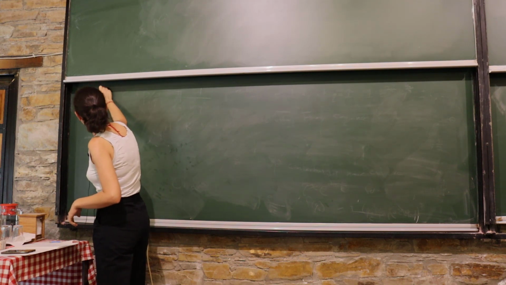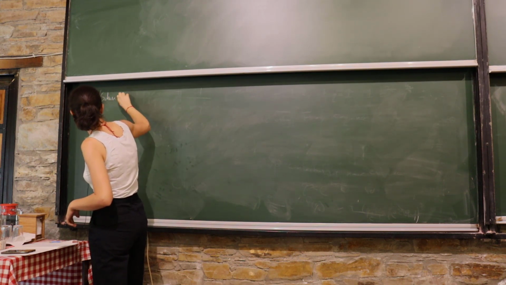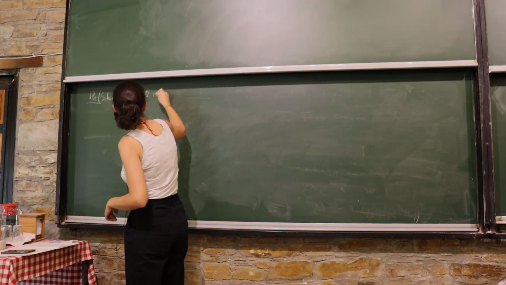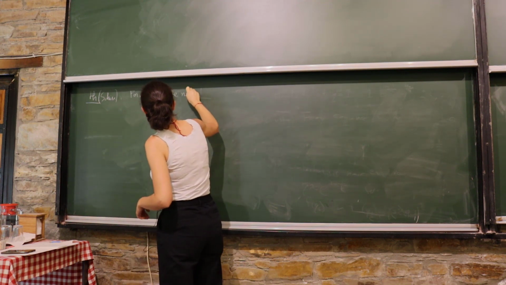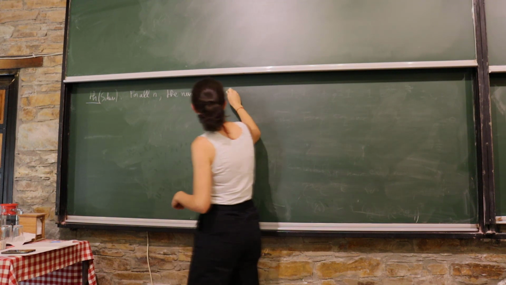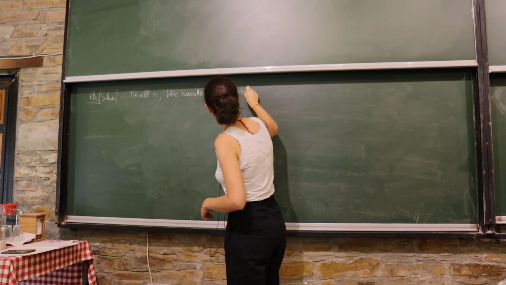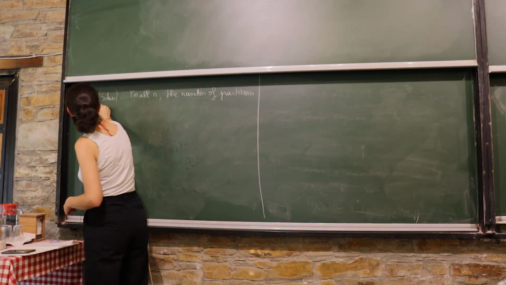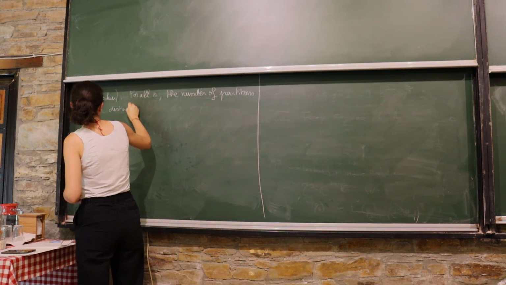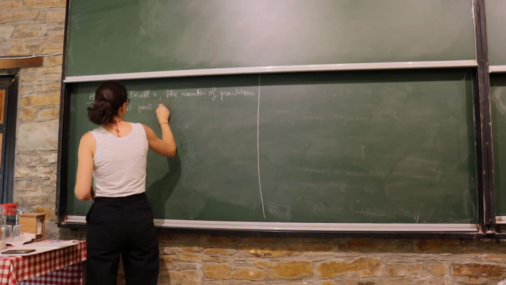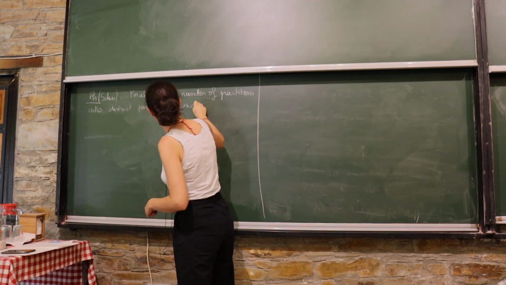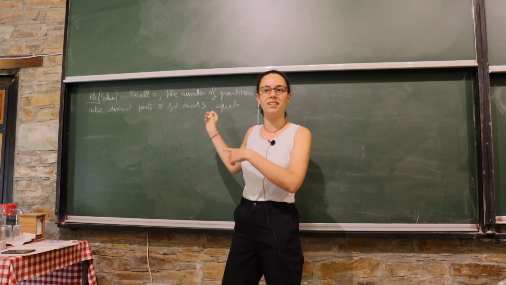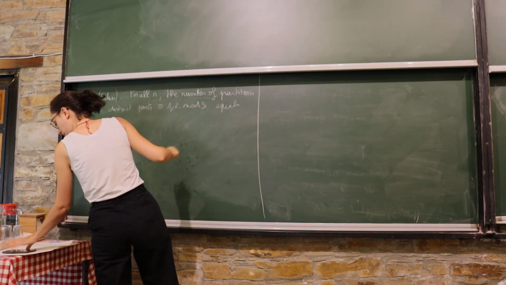So the statement of Schur's theorem is that for all n, the number of partitions into distinct parts congruent to 1 or 2 modulo 3 equals the number of partitions with some difference conditions. So this is an identity of the Rogers-Ramanujan type, as I mentioned yesterday.